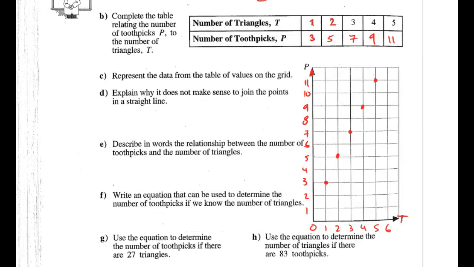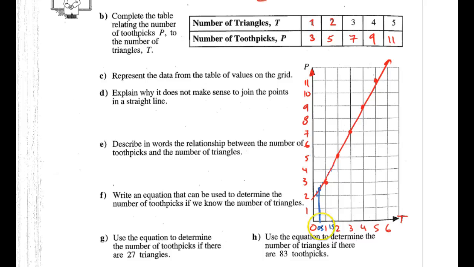So it says here, explain for D now, explain why it doesn't make sense to join the points in a straight line. Well, if I were to join the points in a straight line, that would be like saying that every possible value of x, or in this case triangles, would be possible. So if I go between 0 and 1, that is 0.5. This is 1.5.